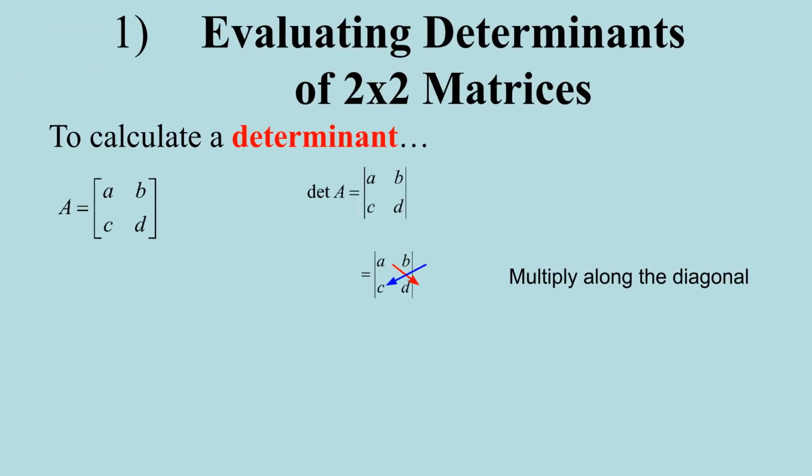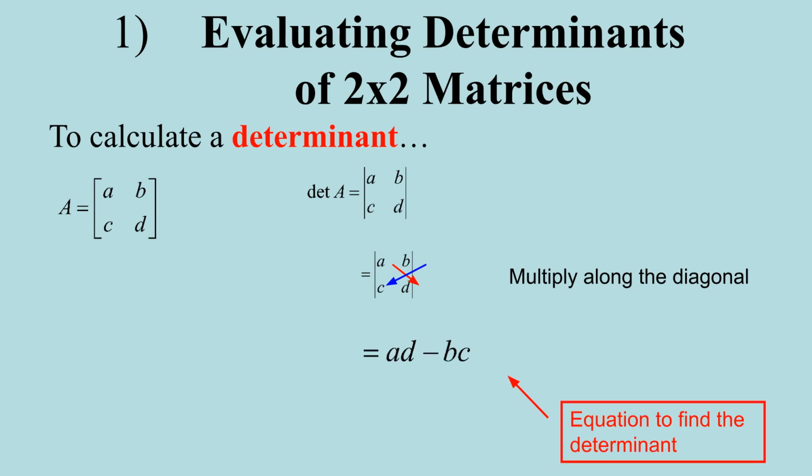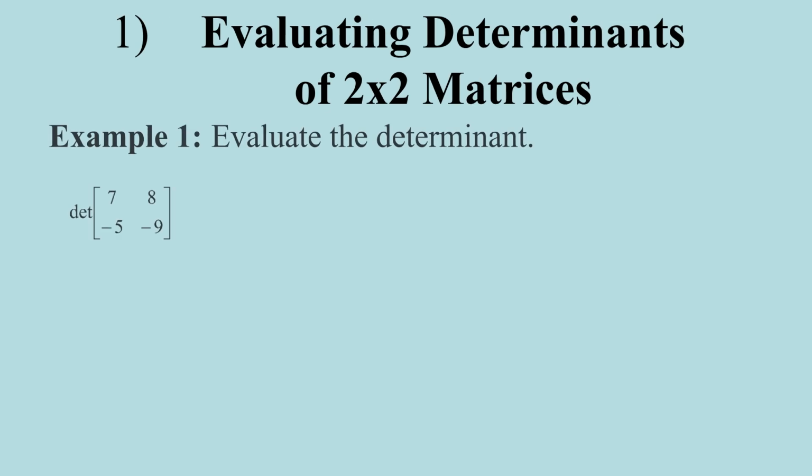To find the determinant, we multiply the elements along the diagonals. The equation to find the determinant is a times d minus b times c. This is the difference between the products of the elements on the main diagonal and the elements on the other diagonal. Here is example 1.